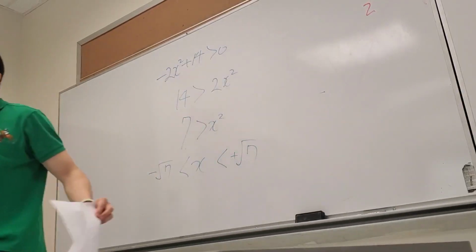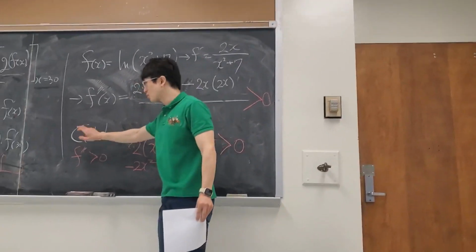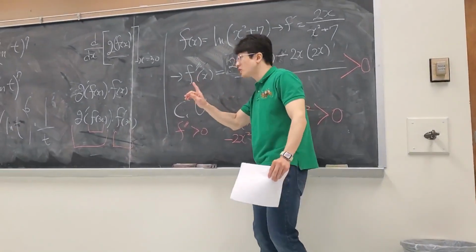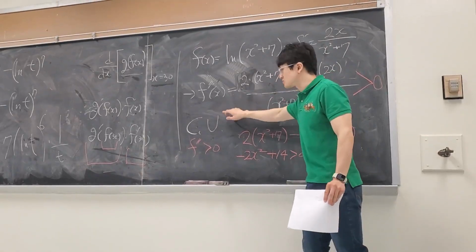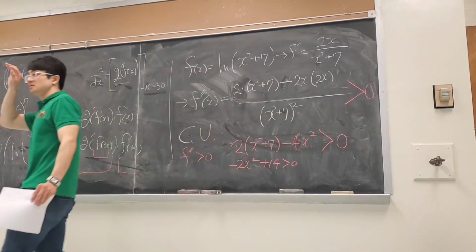Okay? Make sense, guys? Any question? So I may ask concave up or concave down, but for sure you have to find f double prime to start with. Okay? Make sense?